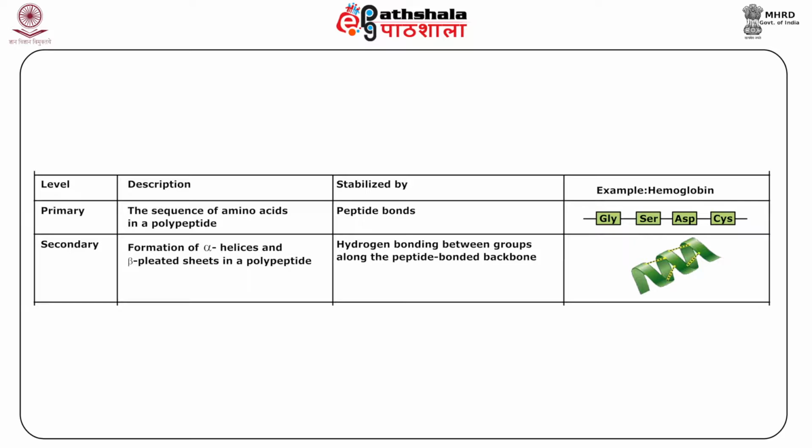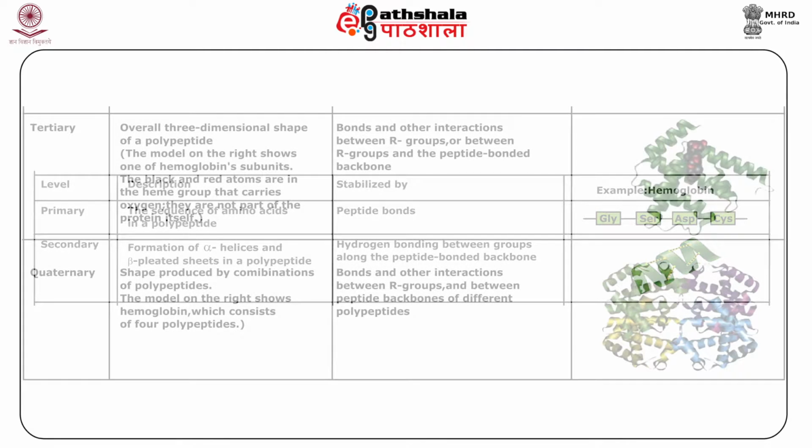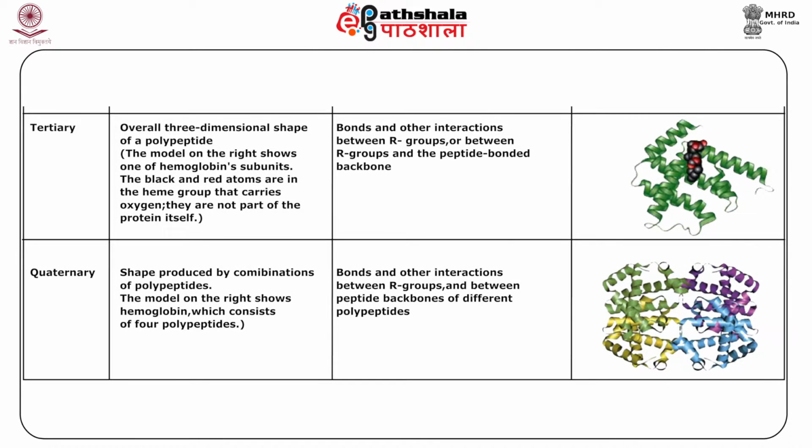So remember, this is the polypeptide chain and this is being stabilized by hydrogen bonds, as we can see in this particular figure. Tertiary structure, the next level of protein structure, is basically the overall three-dimensional shape of a polypeptide. Now in this particular case, it could be containing a mixture of alpha helices, beta sheets or beta turns.